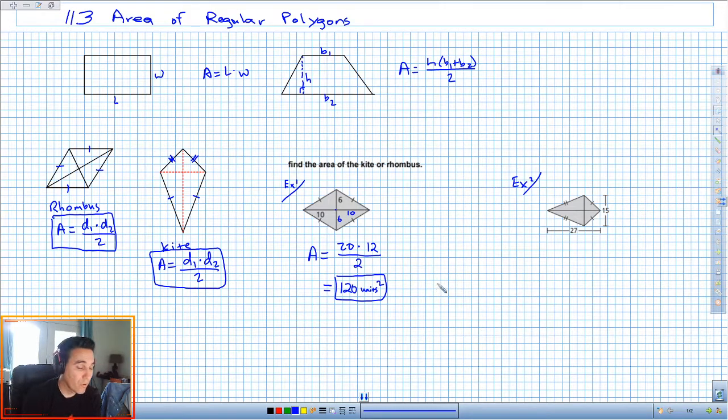So there is your rhombus. You just have to know the whole diagonal. Don't do 10 times 6. That's not going to give you the whole thing. So make sure you do 20 times 12, not 10 times 6 when you do that one.